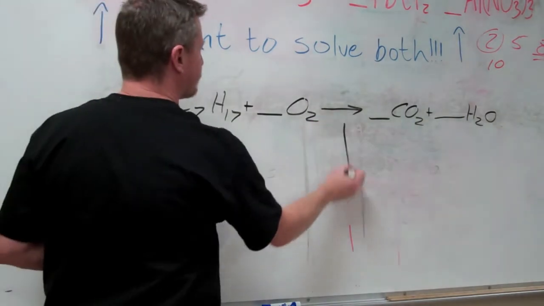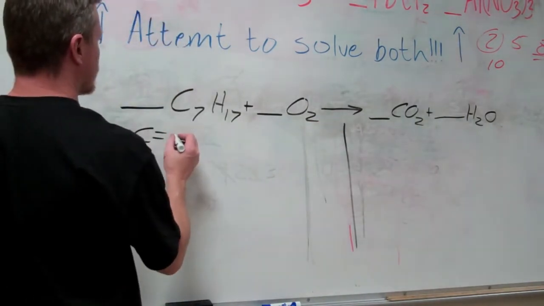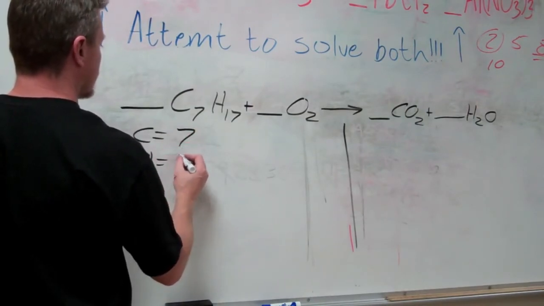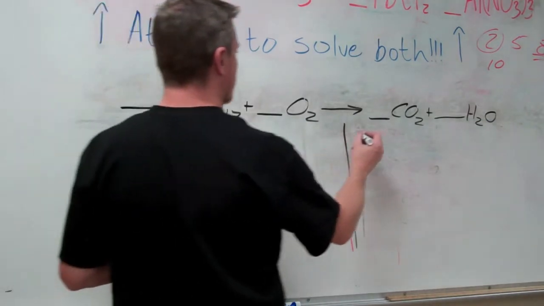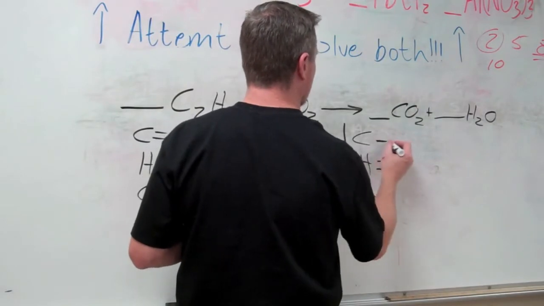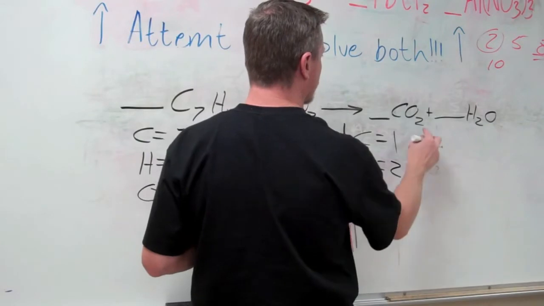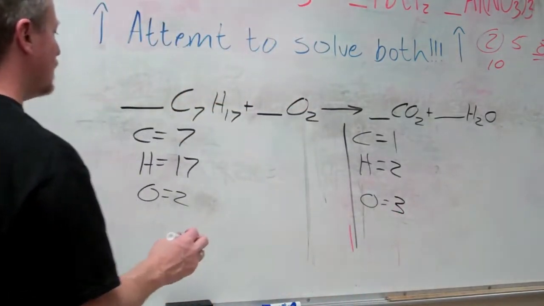Okay, so how many C's do we have? 7. How many H's do we have? 17, 17 on those. Oxygens? 2, 2. So carbon, hydrogen, oxygen: carbon 1, hydrogen 2, 3, oxygen 3, because I got 2 there and 1 there. Okay, so look across: 7, 17, 2.